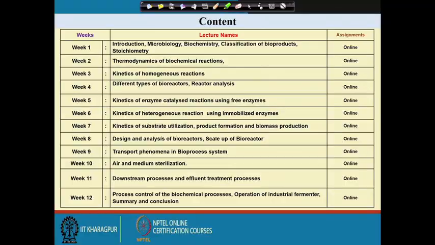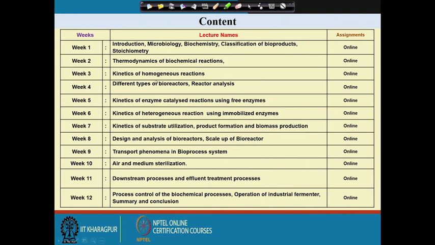So different classification products we will talk about. Then we shall discuss the stoichiometry of the bioprocess, that is also very important. Thermodynamics of the biochemical reactions, which is very important just to understand what is the nature of the reaction, whether it is spontaneous or it is an unfavorable reaction, or also we can find out to what extent the reaction takes place. The thermodynamics can help us to understand the process in a better way.